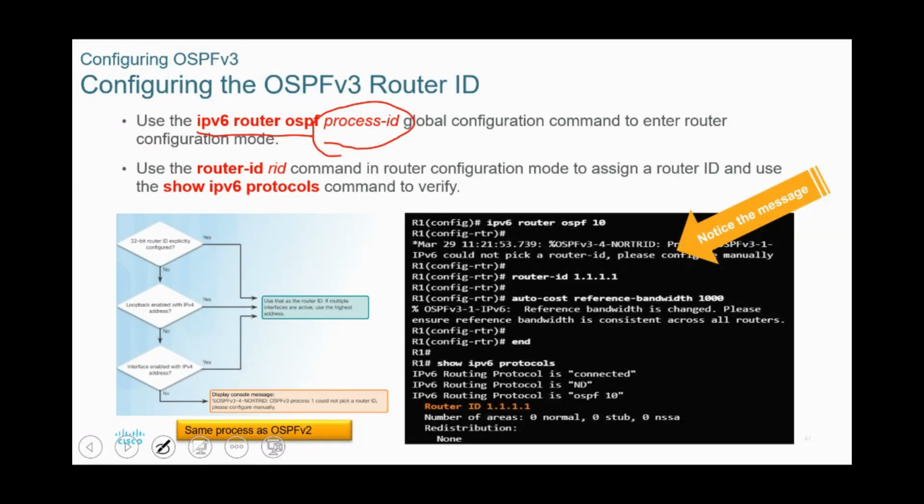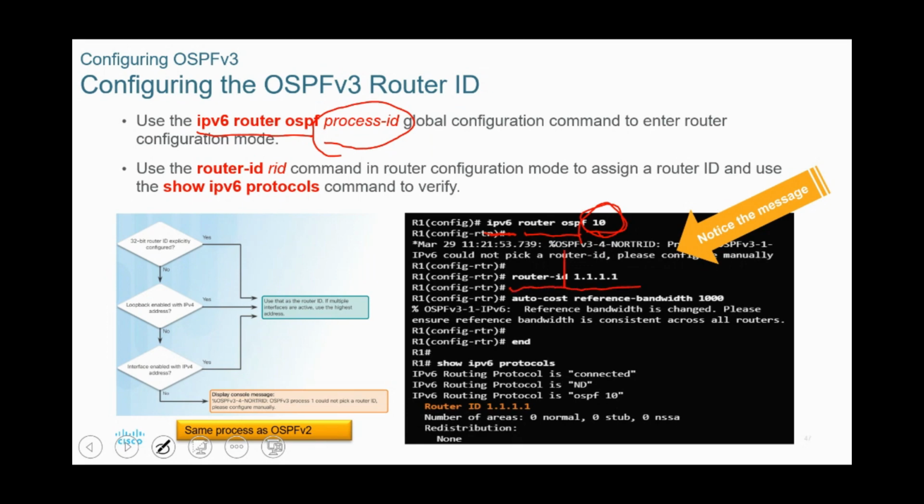But here, if you want to use IPv6, you have to configure IPv6 router OSPF, followed by the process ID. Sorry, this is a process ID. So use the router ID to assign the router ID. Let's say I would like to assign my router ID to 1.1.1.1.